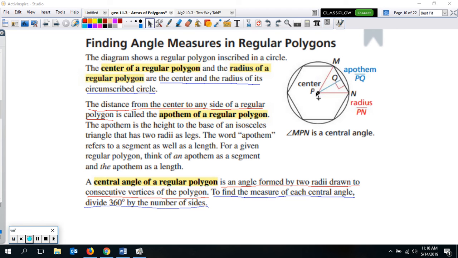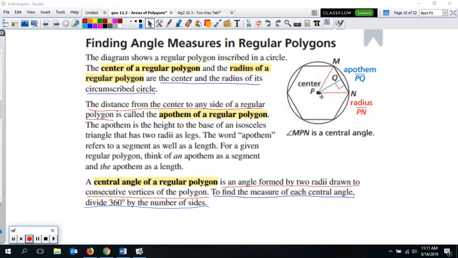So your radius of the polygon, which is going to go from the center to a vertex right there, as you can see, is going to be connecting to that circle. So that's your radius. So go ahead and write that down for those two. And then this one, we're going to call it an apothem. Sounds like a possum, but it's an apothem. So the distance from the center to any side of a regular polygon is called the apothem of a regular polygon. So you're going to hear us use the word apothem in this lesson.